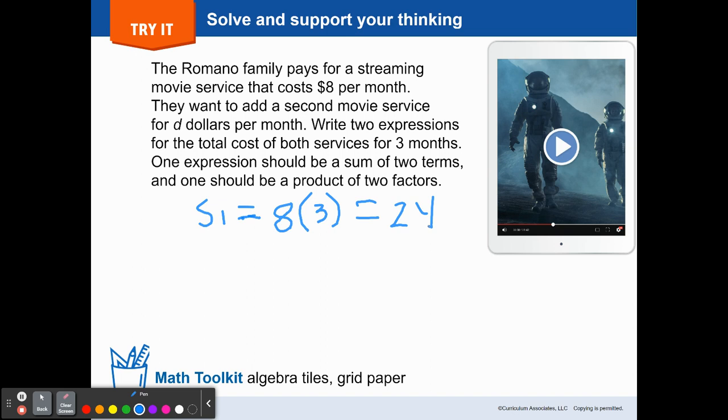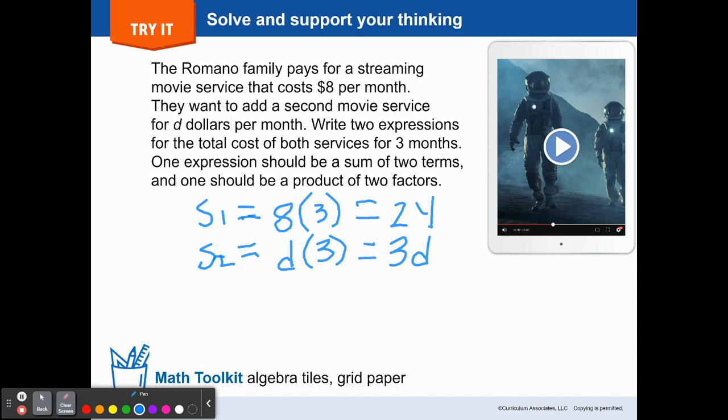Then we're going to take a look at service number two, and we don't know how much it costs, and they want us to use D for dollars, the unknown amount of dollars. However, we still are looking at 3 months worth of service. So when we have a variable being multiplied by a number, we know that we can write it as those two side by side. So we have 24 and we have 3D.